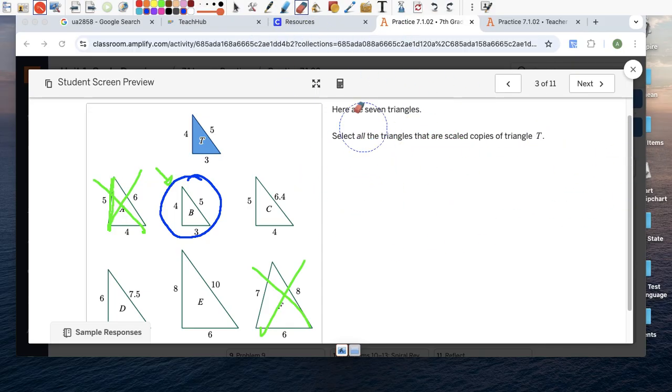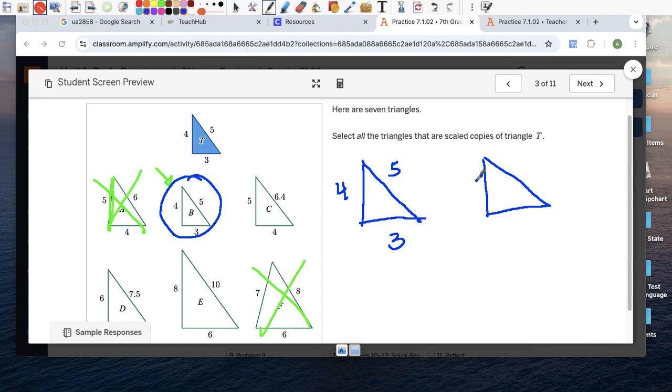Let me compare it to C. So here's the original. This is the T one. This is 4, 5, and a 3. Now look at C. C looks like this is a 5, this is a 4, and this is a 6.4. Well, from 3 to 4, it's times something that is greater than 1 because it got bigger, right? The 3 became a 4, so it's definitely 1 point something. For 4 to 5, it was times something to become 5, and then the 5 times something to become 6.4.